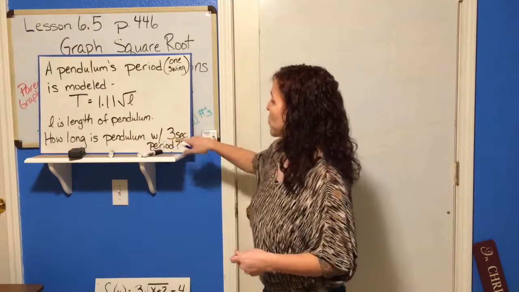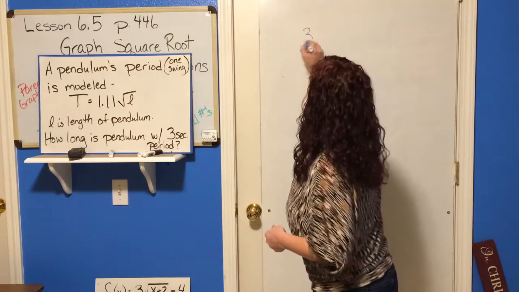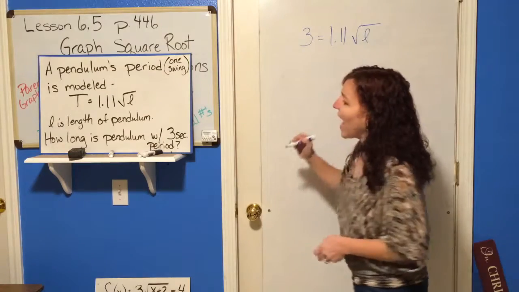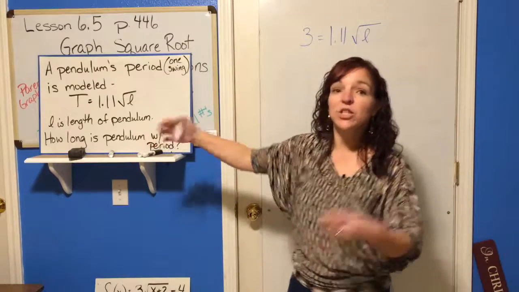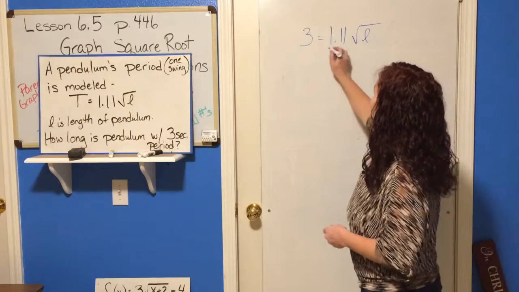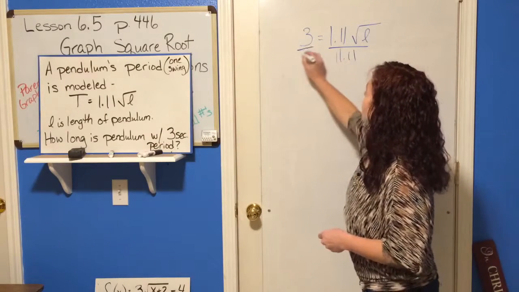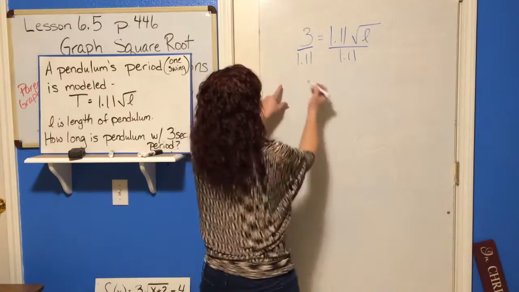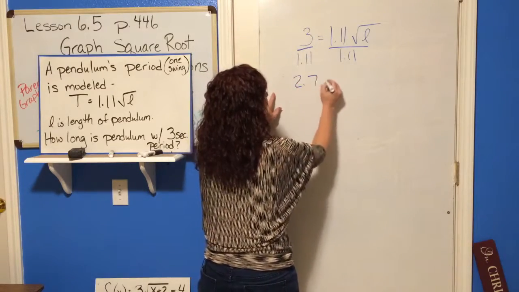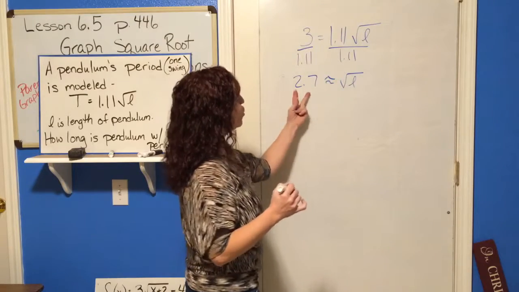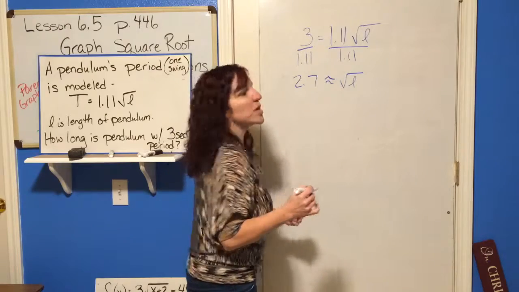What I'm going to do is show you how to solve it algebraically, because the T is the 3 seconds, equals 1.11 square root of L, and L, I want to know how long the pendulum is. The L is what I'm looking for. So I'm going to divide both sides by 1.11, and I used my calculator already, and I found that that is roughly 2.7.